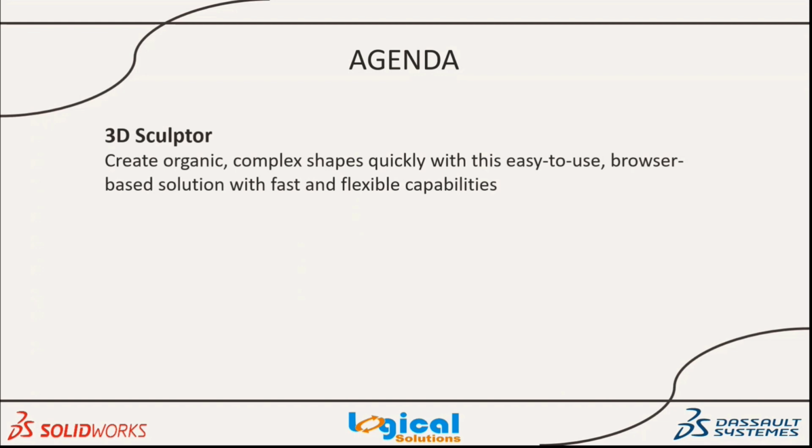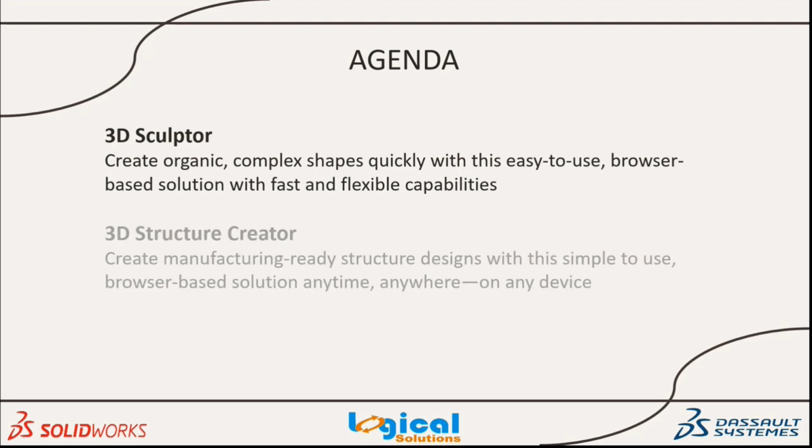And here comes our agenda for the day. 3D Sculptor, where we can create organic complex shapes quickly, easy to use within a browser-based solution with all the flexible capabilities. And the second one is 3D Structure Creator, where we can create manufacturing-ready structure designs with a simple-to-use browser-based solution, anytime, anywhere on a device.